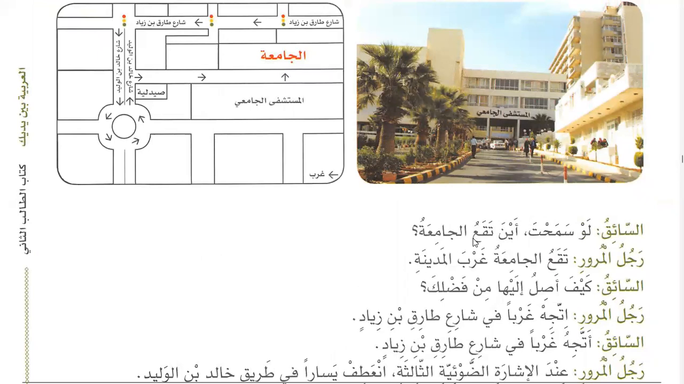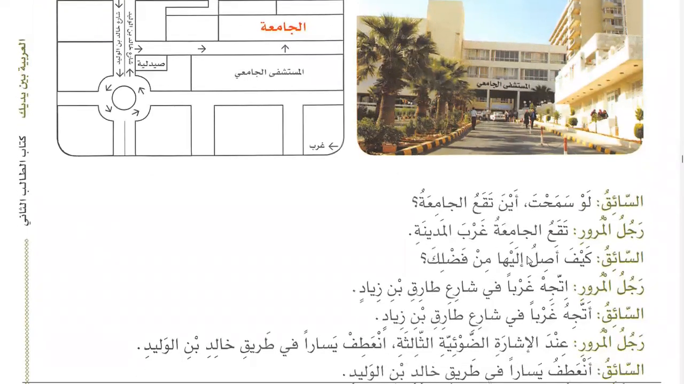Rajulul Murur, the traffic warden: Ittajih gharban. Ittajih means head for, go to, head for the west, fi shari' Tariq bin Ziyad, on the Tariq bin Ziyad road. So ittajih is fi'l amr. Next is attajihu, this is fi'l mudari'. Attajihu gharban. I will head for the west on the Tariq bin Ziyad road.